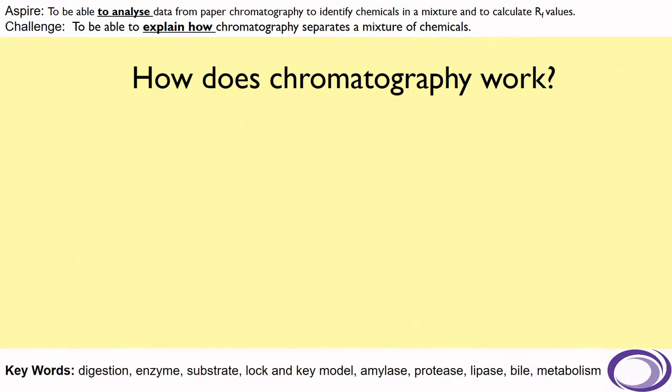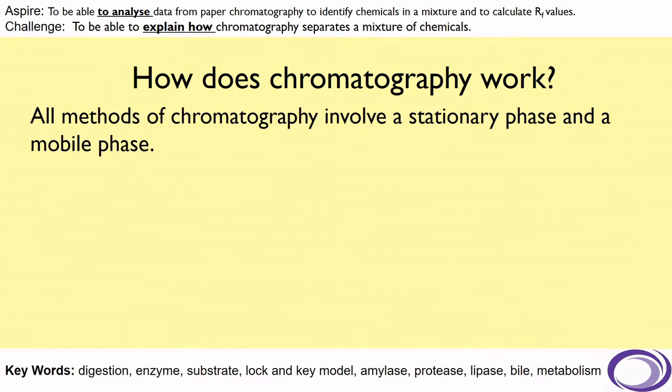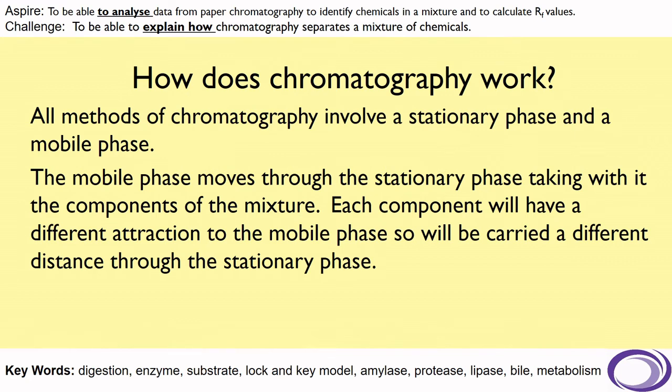Now, how does it work? Essentially, all methods of chromatography involve a stationary phase and a mobile phase. The mobile phase moves through the stationary phase, taking with it components of the mixture. Each component will have a different attraction to the mobile phase, so will be carried a different distance through the stationary phase. Now, the most common example you will see is paper chromatography, and it is actually one of your required practicals. However, I will show you a little video on how it is set up.